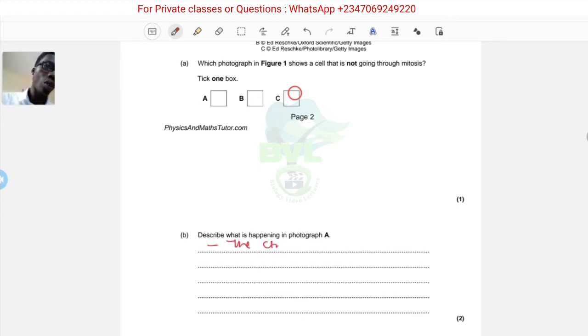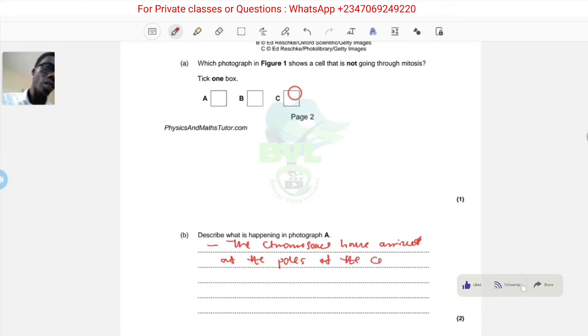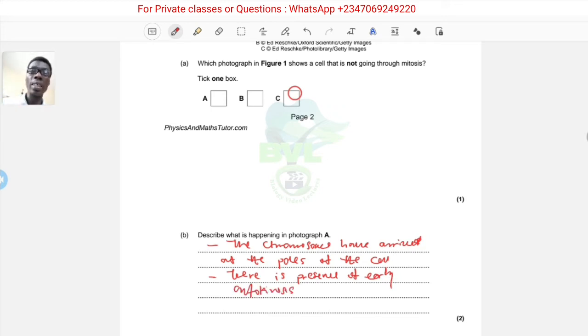The chromosomes have arrived at the poles of the cell. Okay. There is presence of early cytokinesis. You can just say early cytokinesis.